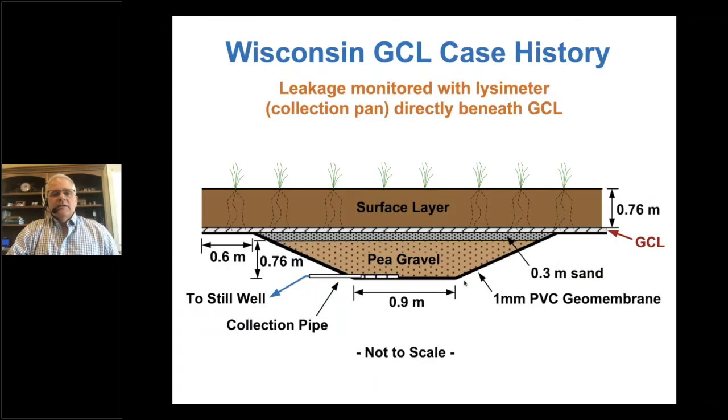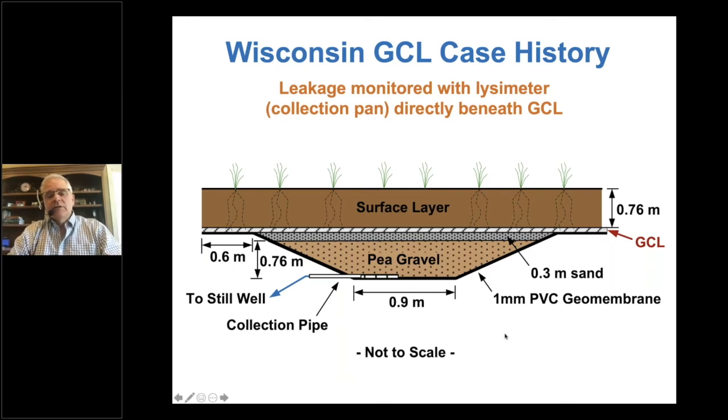Let's use a case history to begin with, just as an example in the last few minutes here. Many of the things in my practice have been developed out of an interesting problem I got to work on where something was not functioning as it was expected. This was an example, a site in Southwest Wisconsin, where this was the first GCL used in a cap in Wisconsin. It was not used with a geomembrane alone. It was just used with a GCL with a surface layer on top of it that was vegetated.